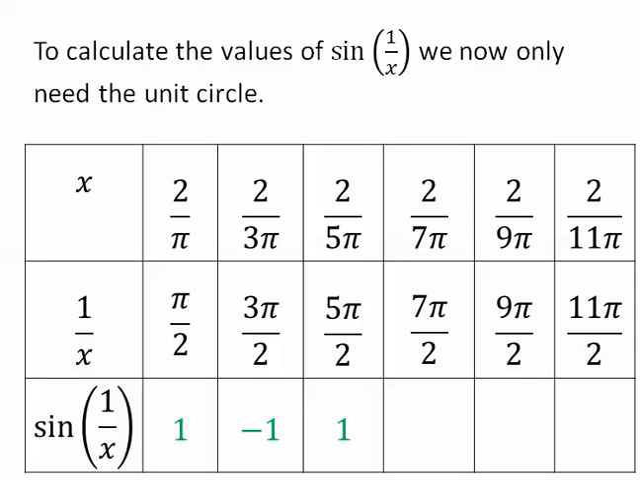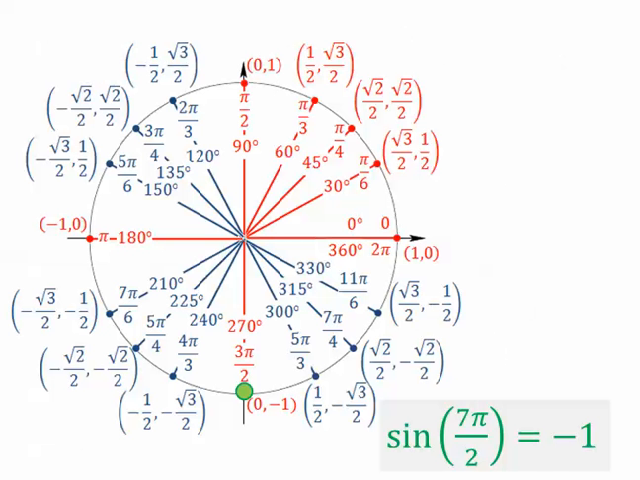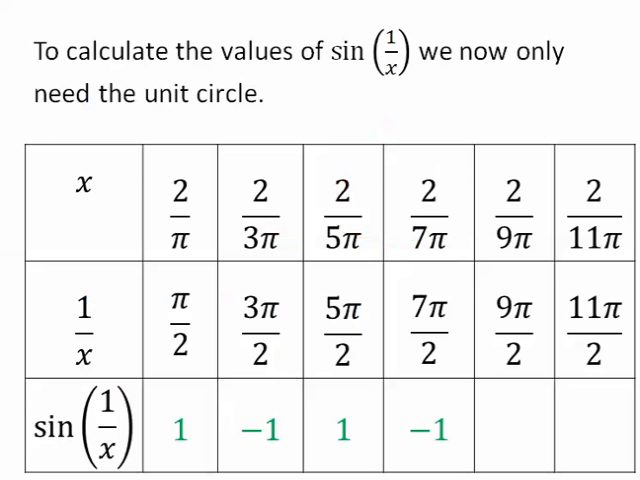How about 7 pi over 2? Again, knowing your fractions helps. 7 is the same as 4 plus 3. So this is 4 pi over 2 plus 3 pi over 2. Well, 4 pi over 2 just means you're going around the circle once. So 7 pi over 2 lands you at the same place as 3 pi over 2. And the sine there is negative 1. And so I get negative 1 for 7 pi over 2.